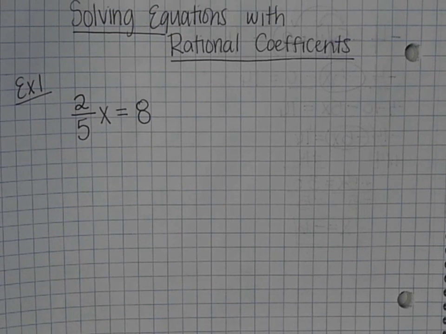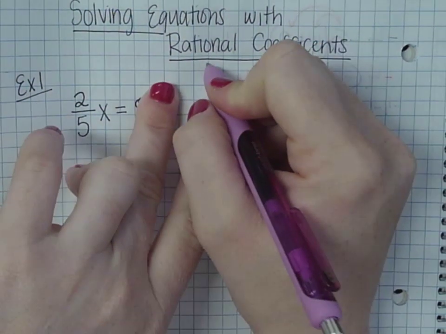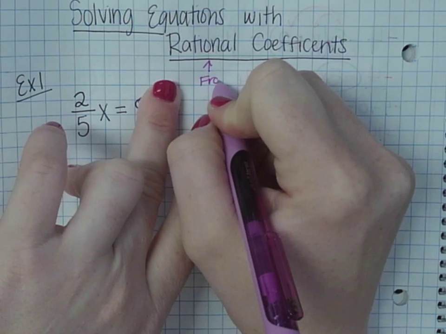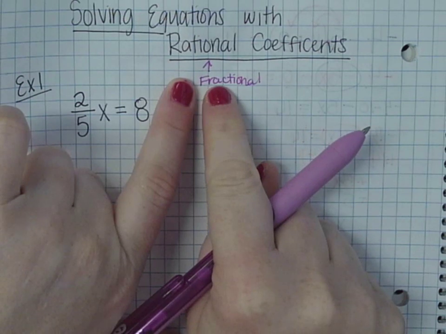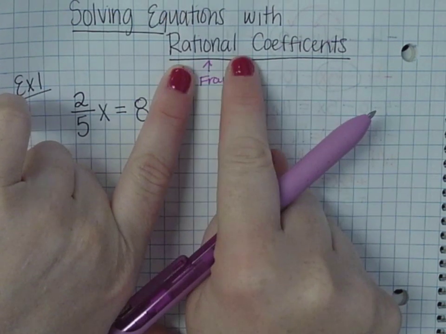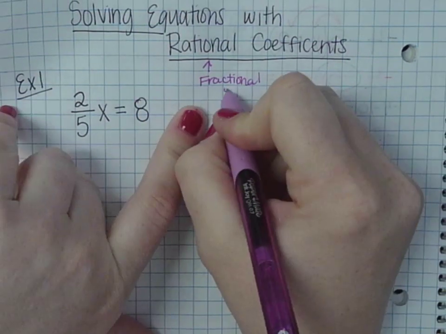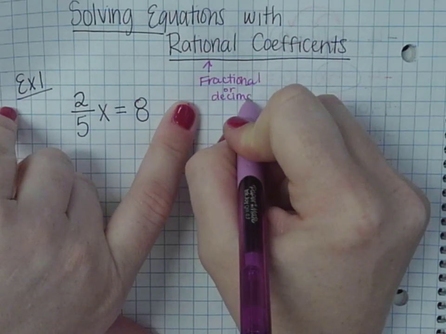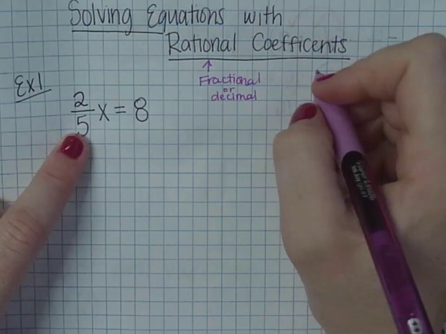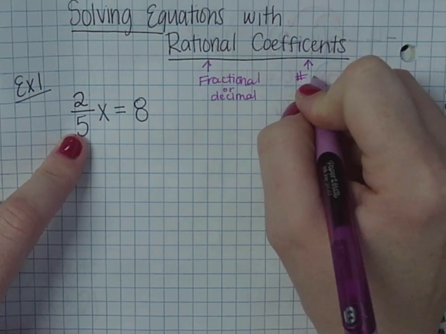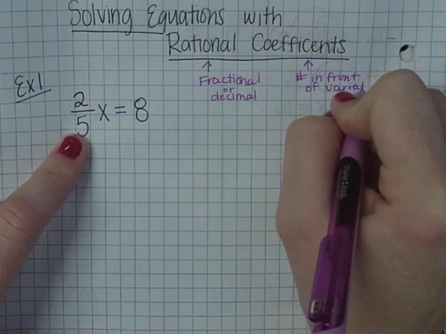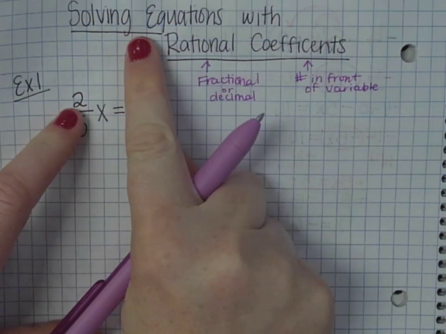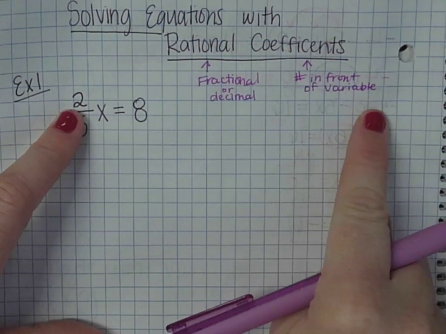So, solving equations with rational coefficients. Rational, I always think of fractional, and if you take out the F and the C, it spells that same word, fractional, or decimals. And a coefficient is the number in front of the variable. So we're going to solve equations with fractions or decimals in front of the variable.